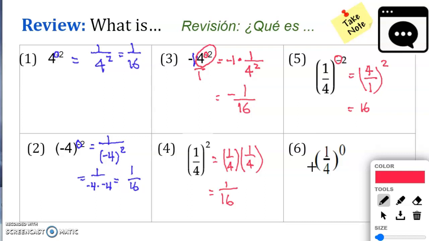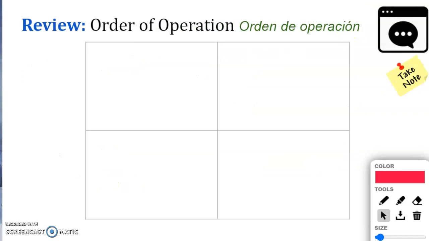And the last question, a quarter raised to the power of 0. Remember, anything raised to the power of 0 is going to be 1. It doesn't matter what the value is, it's always going to be 1. Okay, then let's do 4 more problems here.